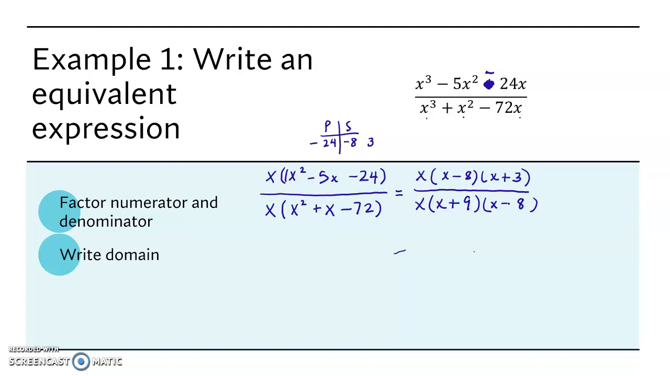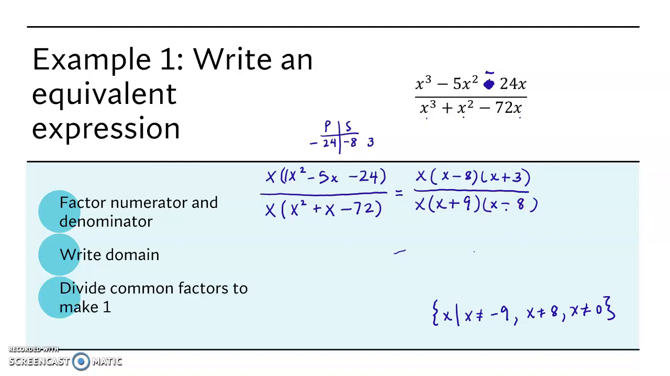Now I'm going to look at my function, and I'm going to write the domain. So the domain is going to be all x's such that x is not equal to negative 9, x is not equal to 8, and x is not equal to 0, because all of these values would result in a 0 in the denominator.